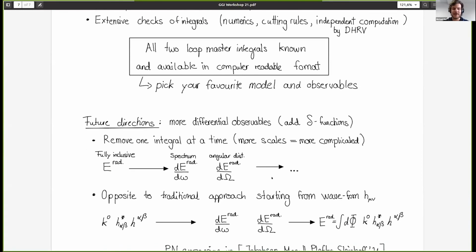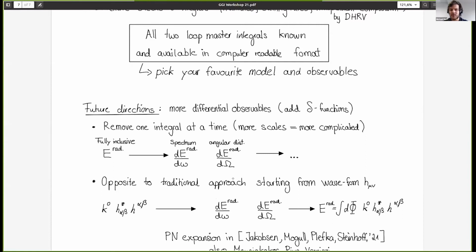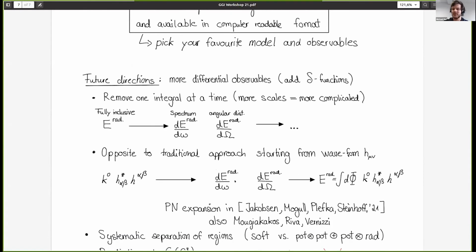Let me finish up by talking a bit about what we would like to do in the future, which also came up in other talks. I think the most interesting relation to other approaches at the time is differential observables. What we are quite efficient at is computing fully inclusive observables, because they have so few scales. Instead of the radiated energy, we would like to go to more differential observables like the spectrum and angular distributions.